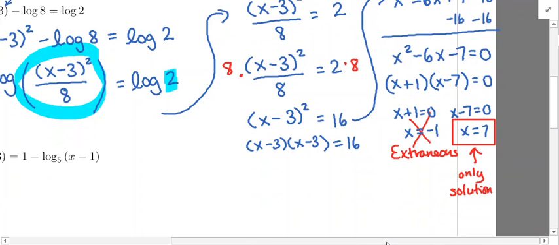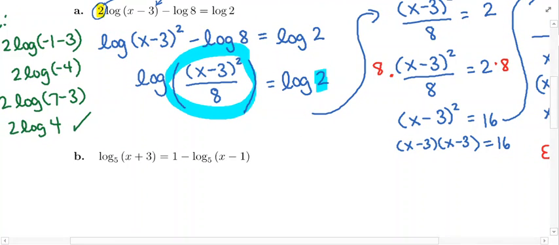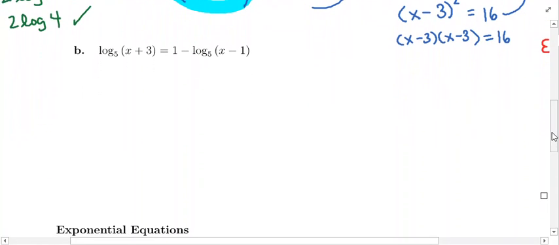Let's look at the example in part B. So we have log base 5 of x plus 3 is equal to 1 minus log base 5 of x minus 1. Logarithmic equation. We've got an equal sign, we've got logarithms. Both logarithms are base 5. So when you look at this, is it possible to make this a logarithm equal to a number, or is it possible to make it a logarithm equal to a logarithm? That's the question.